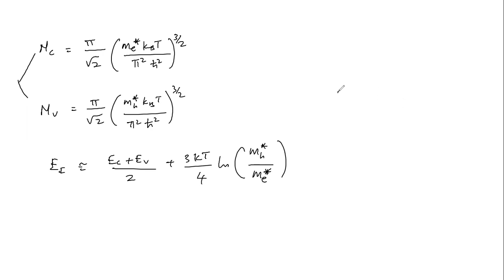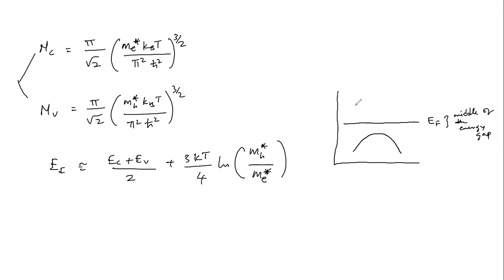So let's say we have something like this. If this is the middle, so this is the Fermi energy level, which is at the middle of the energy gap. Okay. And then, since this model is a parabola, it means that this distance to this distance and this distance to this distance are equidistant.